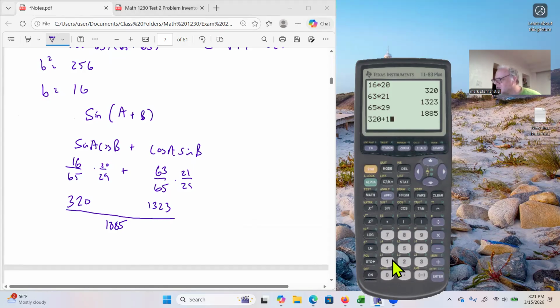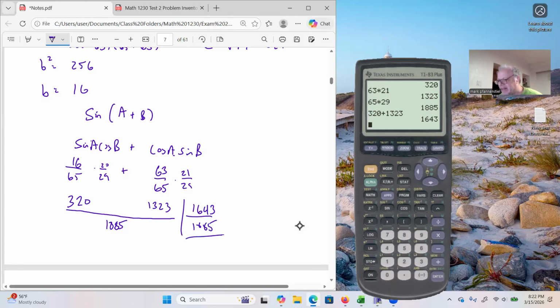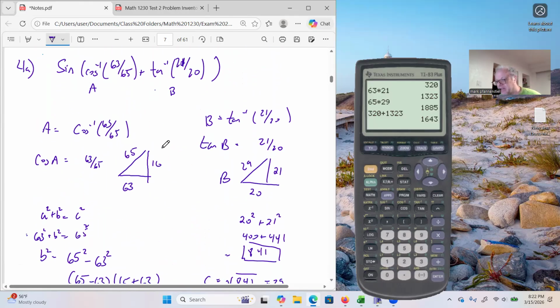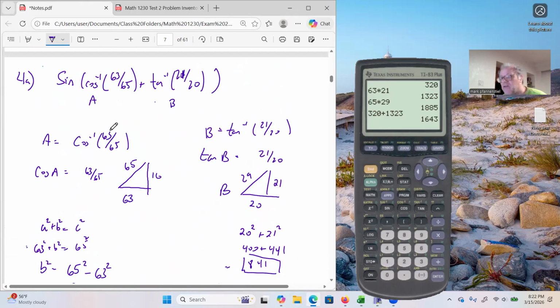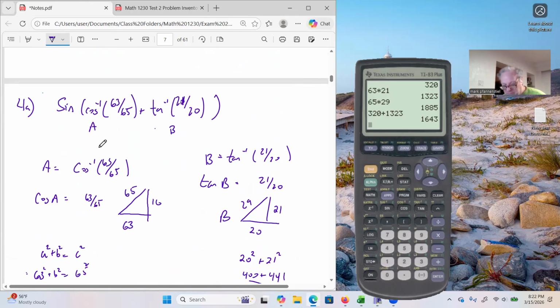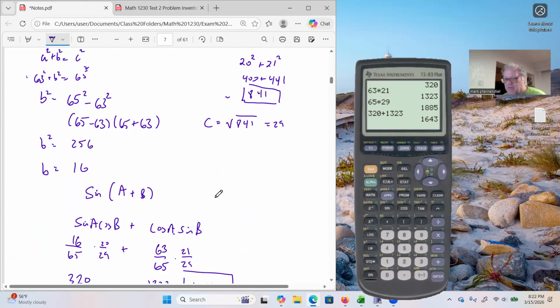So we have 320 plus 1323, and we have 1643 over 1885. That is my exact value for what the sine of this whole thing is actually going to be. So when you're doing this problem, it's not a calculator exercise. You draw the triangles, unravel the sum of angles formula that you're going to be using, calculate out the triangles that we're looking for, and then voila, there you go.